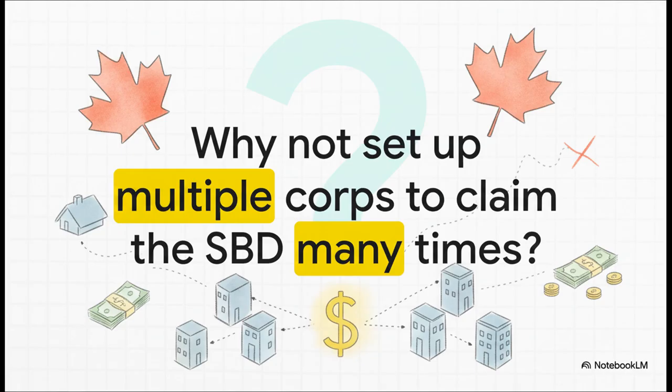Have your main company, then create a second one to provide it with management services, and a third to provide marketing, and have each one claim its own SBD and its own $65,000 tax break. See where this is going? This is exactly the kind of planning the SCI rules were designed to shut down.